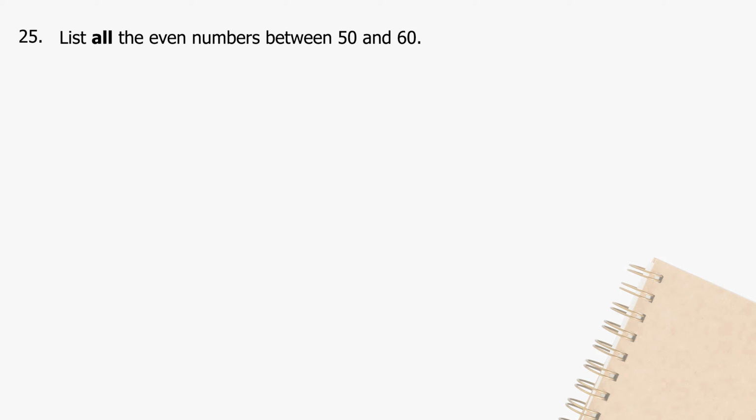Question 25. List all the even numbers between 50 and 60.